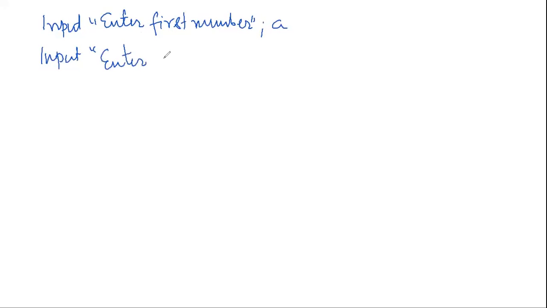Input, we will give a message to the screen, enter first number, right? And we will get this number in A. Then we will write the second statement, input, enter second number, right? And we will get this number into B. Now the user will enter the two numbers, one in A and one in B.